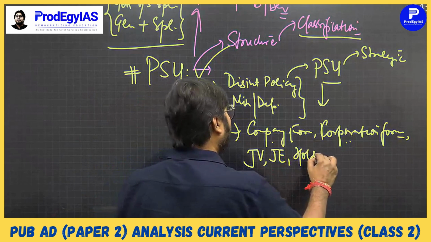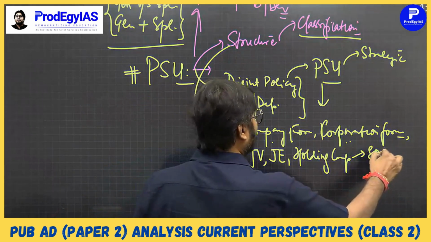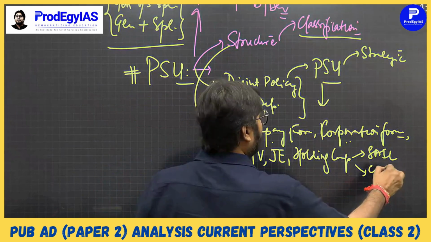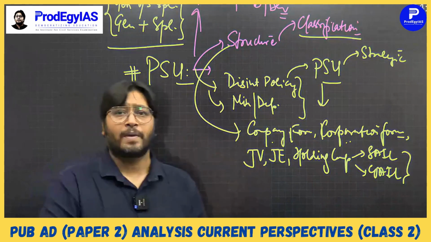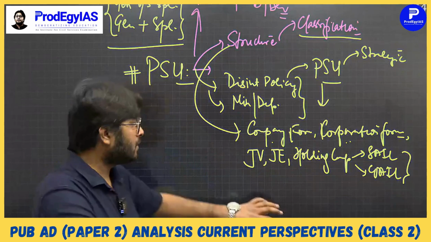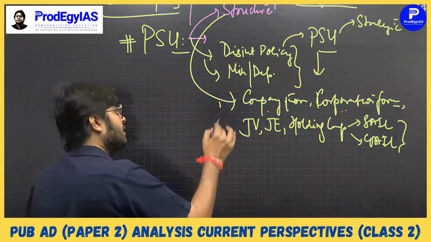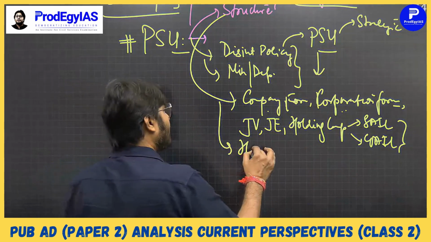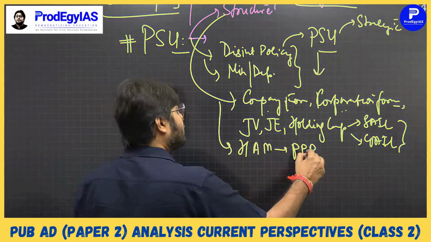Holding company, the model which is followed by SAIL, GAIL, and others, is that there is an umbrella company and it manages most of the organizations in that sector. So that is also one model. Then there are, as you know, hybrid models which are emerging, basically for public-private partnerships.